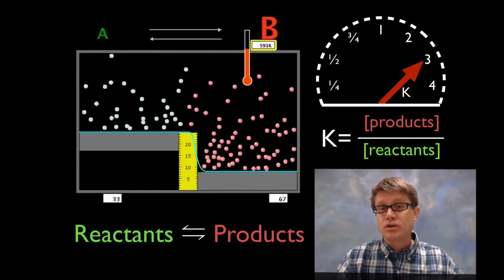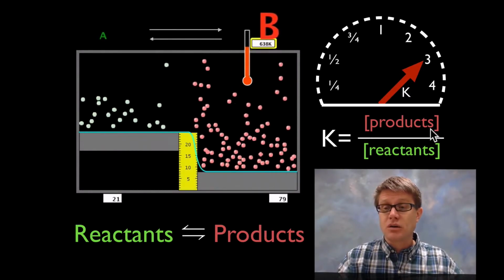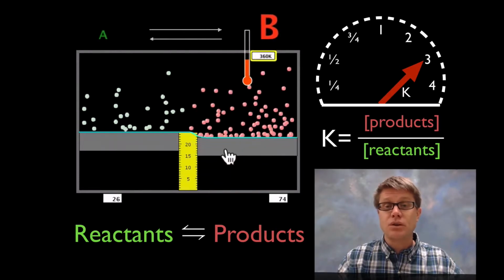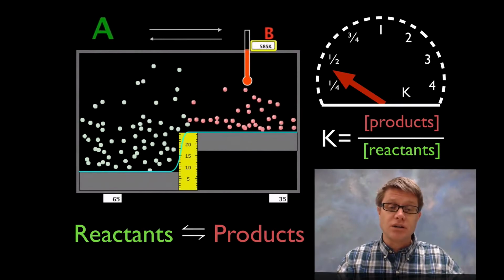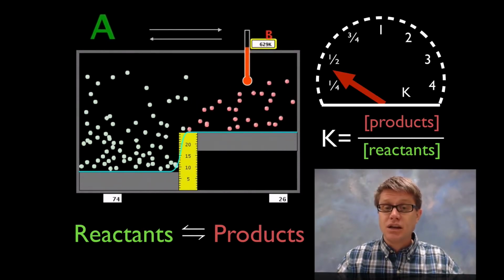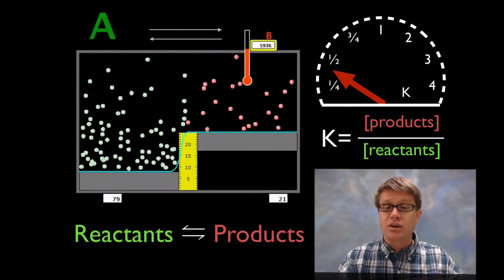Now as I tip it towards the right, we're getting more products, and so that is going to become a larger number up here, and so our value goes up to 3. We have about 3 times as many products. Likewise, when we pull it in the other direction, now we have way more reactants, around 75, products around 25, and our K value is going to be around 1/3. Now this model oversimplifies a little bit because we only have products and reactants in this simulation.